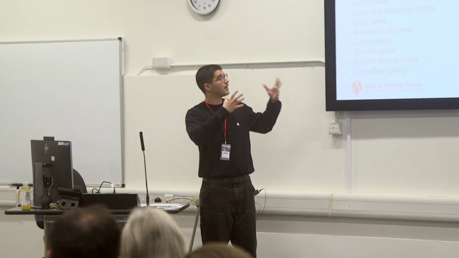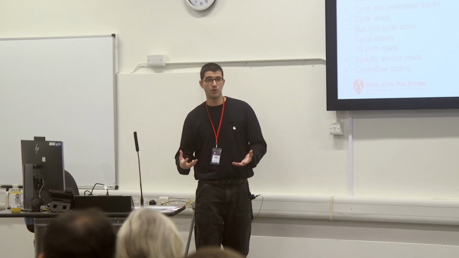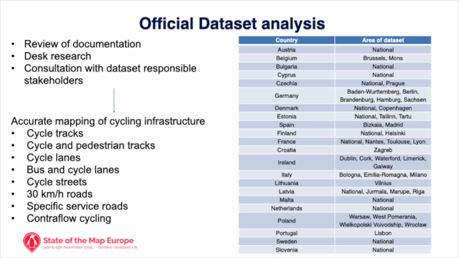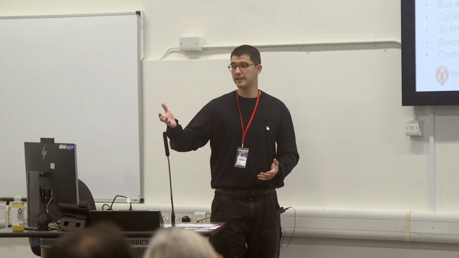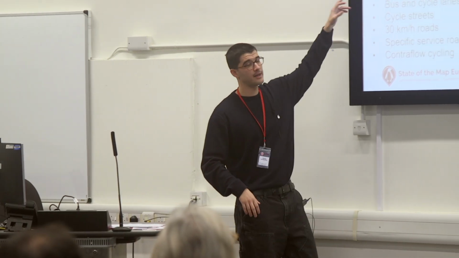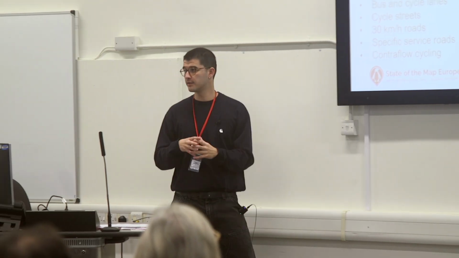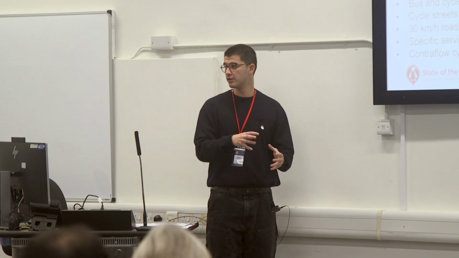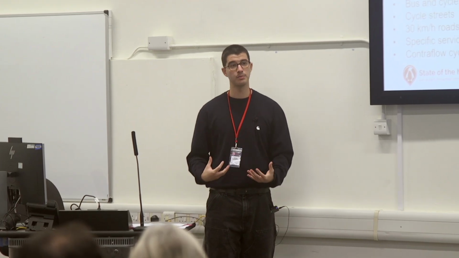So through this whole analysis, we were able to accurately map the different infrastructure types that we described before from the official dataset. And just to make it a bit more explainable, for instance, in the Netherlands dataset, the cycle tracks and the cycle and pedestrian tracks were combined. So we also have to combine the OSM extraction to get it together in order to be able to compare them.